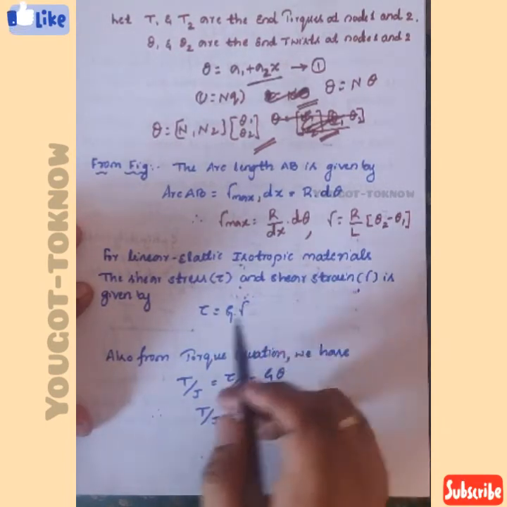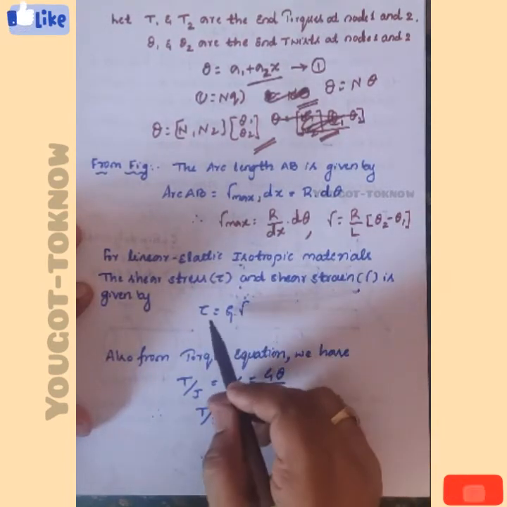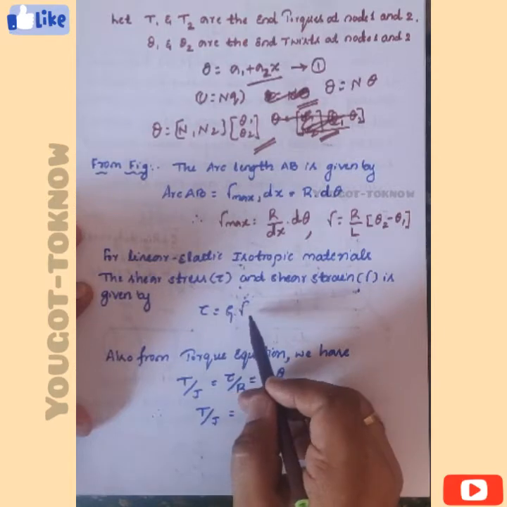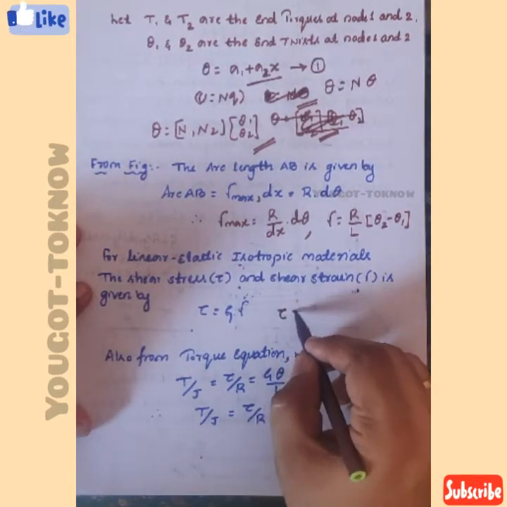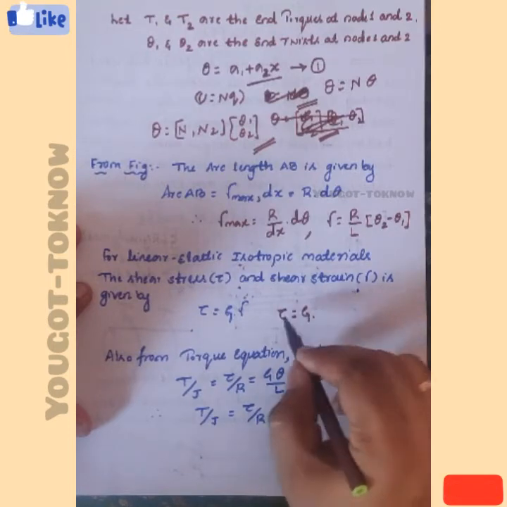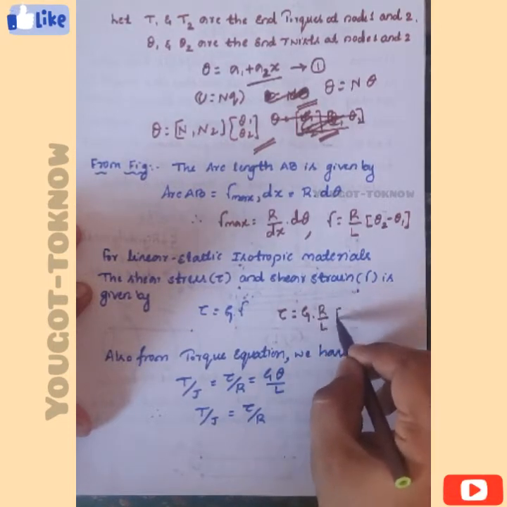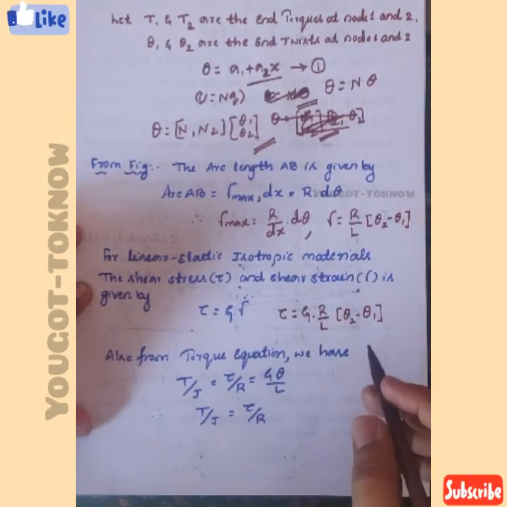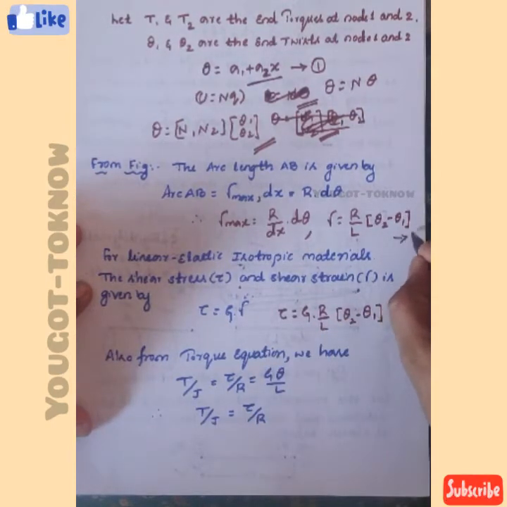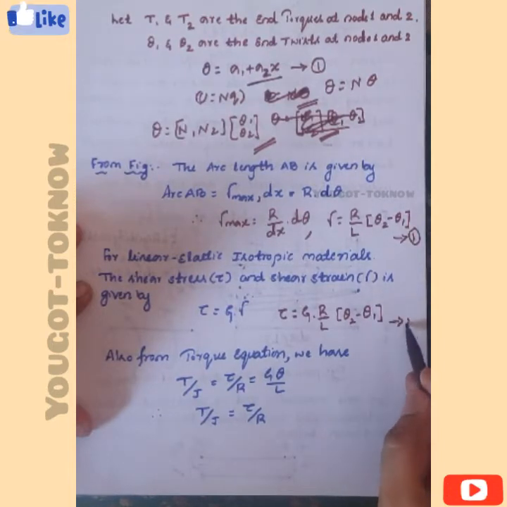Sigma equals E into epsilon. Similarly, if you take shear stress and shear strain, shear stress equals rigidity modulus into shear strain. Now, if you simplify this, what are you going to get? Tau will be equal to G into gamma, and gamma is R by L into theta 2 minus theta 1, because gamma we already obtained. I am taking this as equation number 1. I will write this as equation number 2.